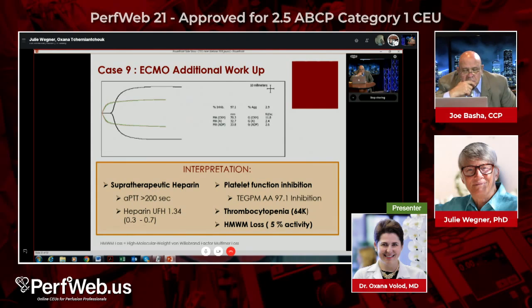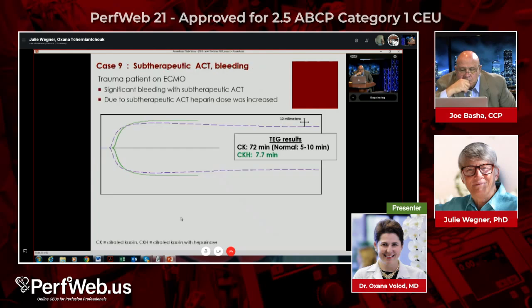Now, as the dose of heparin increased, PTT became even more prolonged. So PTT was more than 200 seconds. Heparin level for the full dose of heparin should be therapeutic, between 0.3 to 0.7. In this particular patient, it was supratherapeutic, 1.34, almost double of normal. This is exactly what was reflected by the TEG tracing.